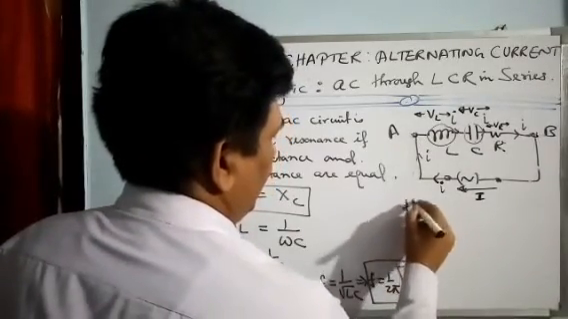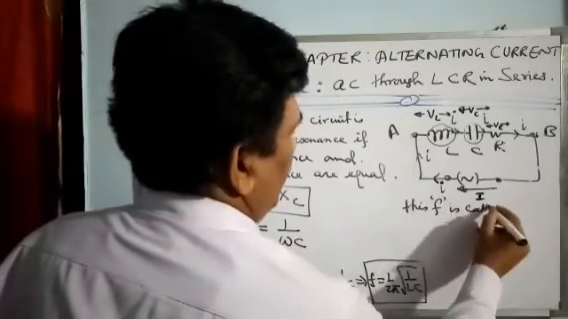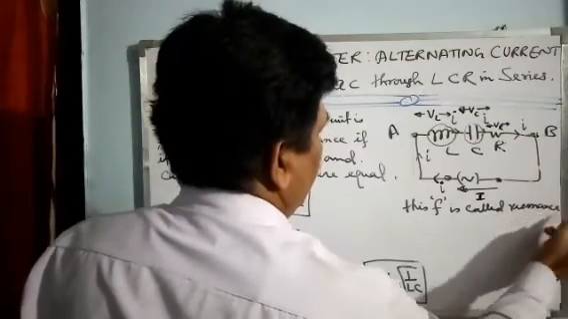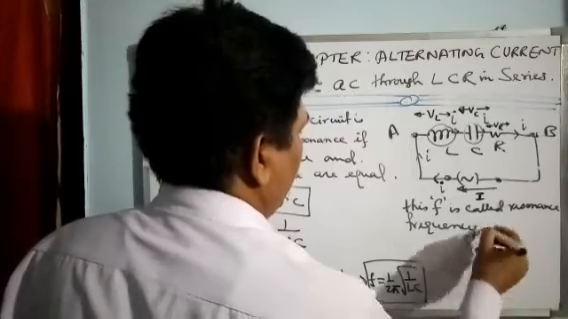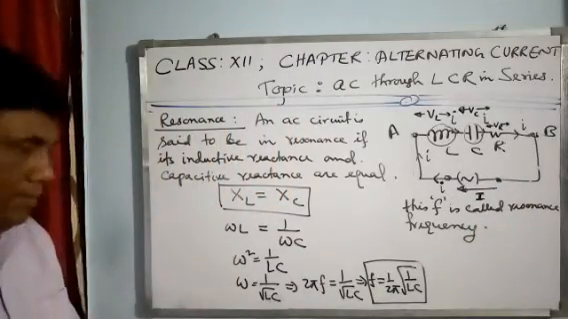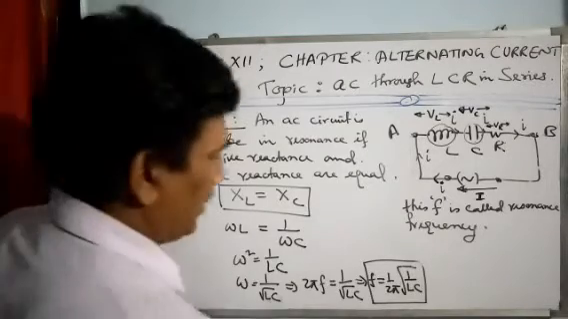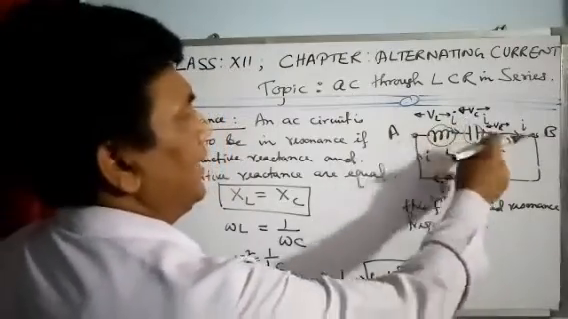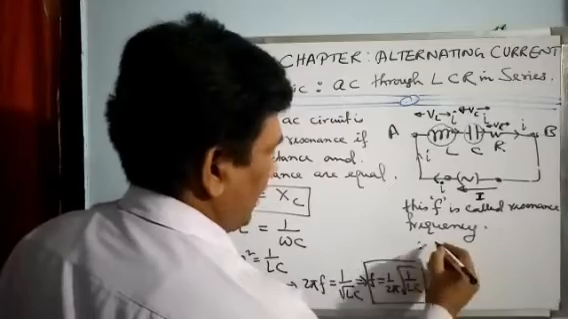This f is called resonance frequency. Okay, you can be asked also what is resonance frequency. The answer will be the frequency of the AC for which XL and XC are equal. Okay, you can write the definition also.